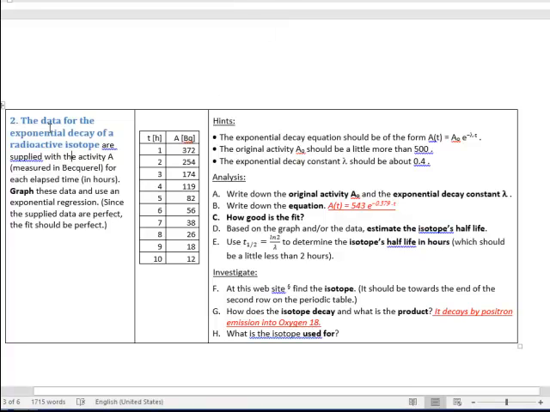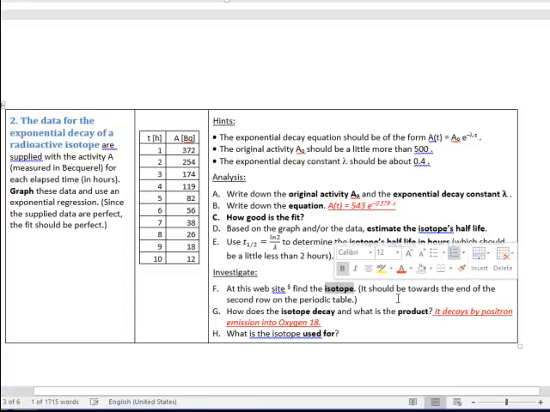All right, problem 2, data for exponential decay of a radioactive isotope. Again, I gave you perfect data. Again, the stuff that you actually have to fill out is in bold. Here are some hints, just like before. And then again, I already filled in some answers, so you kind of already know that it decays per positron emission into oxygen 18.